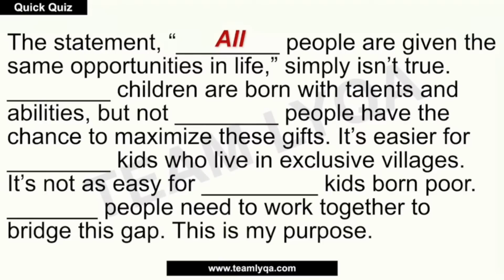Dito na tayo sa second sentence. Sabi, blank children are born with talents and abilities, but not blank people have the chance to maximize these gifts. So, ano kaya yung gustong sabihin ng author? Ano gusto kong sabihin sa sentence na ito? Sino tong children na to? Yung children ba na to ay lahat ng batang pinapanganak sa mundo? Yes, 'di ba? Kasi ang point niya is that lahat ng tao ay pinapanganak with gifts and abilities. Yun yung gusto kong sabihin dito sa sentence na to. So this will just be all.